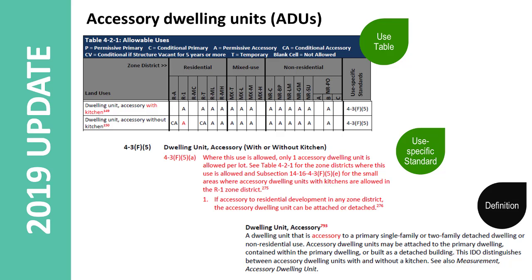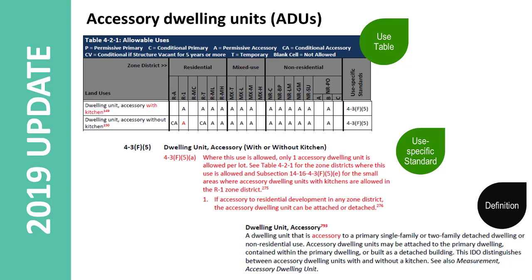casitas, we call these lots of different things. It's really another unit on your lot, smaller than your house, that's got a kitchen in it, versus accessory dwelling units without a kitchen. You can see that those are separate rows in the use table, allowed in different zones differently, and they're covered by the same use-specific standard.